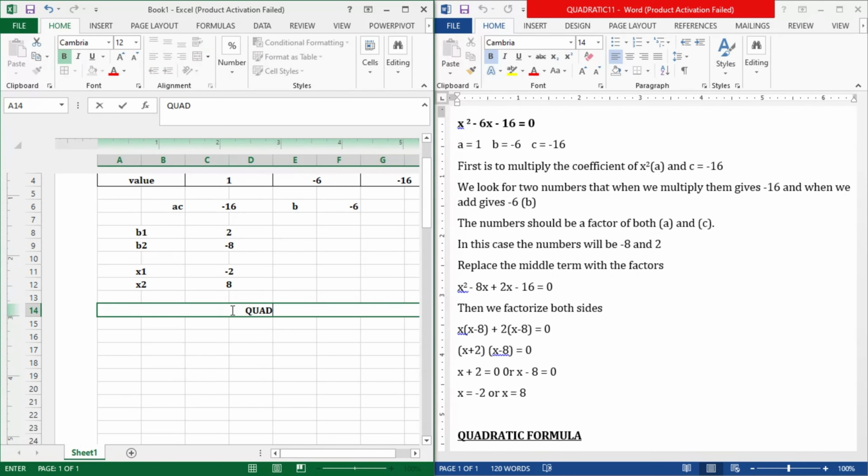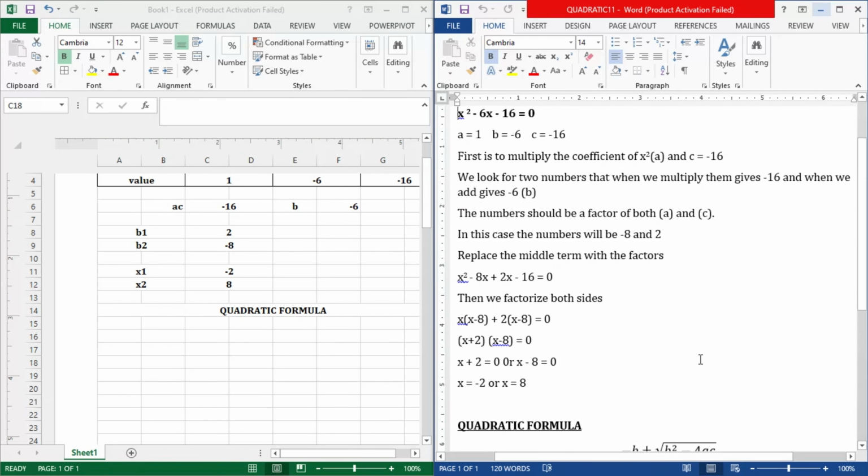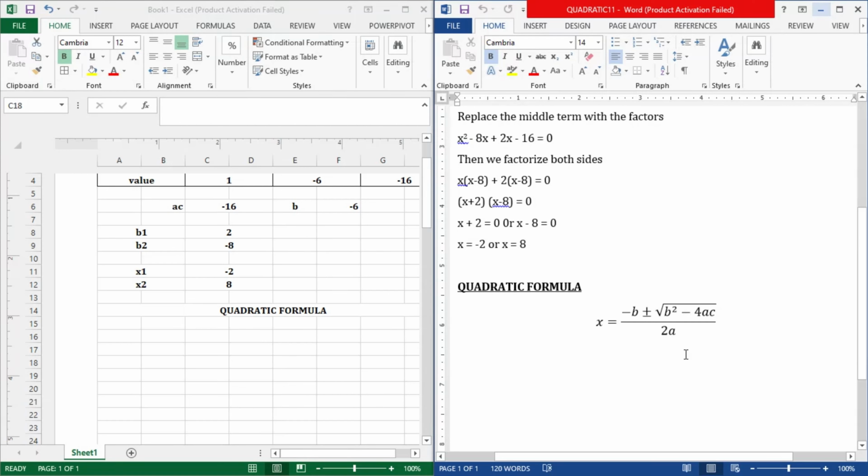Let's now move to programming the quadratic formula. This will provide a clearer view on programming in Excel. We can view the quadratic formula to the right of our screen, and we'll be programming it term by term.